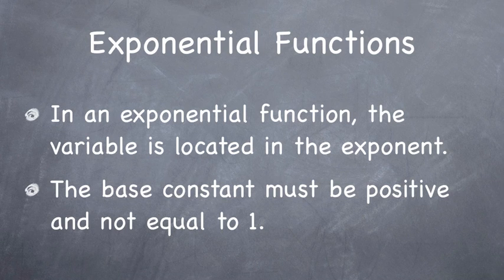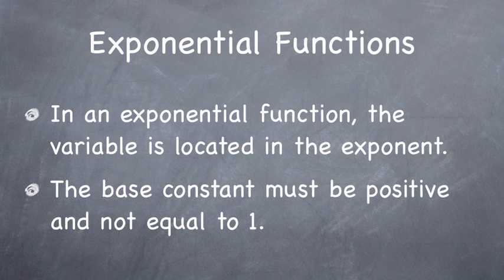So contrast this with, say, x squared. So 2 to the x versus x squared. Notice that 2 to the x, our base is constant, and our exponent is variable. Whereas for x squared, our base is variable, and our exponent is constant.